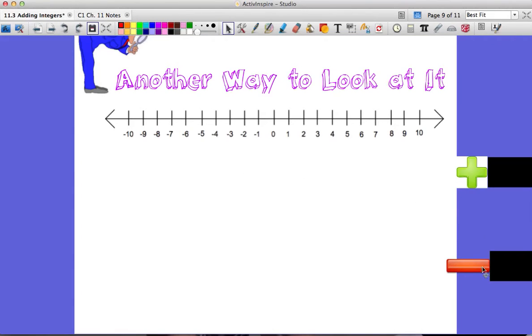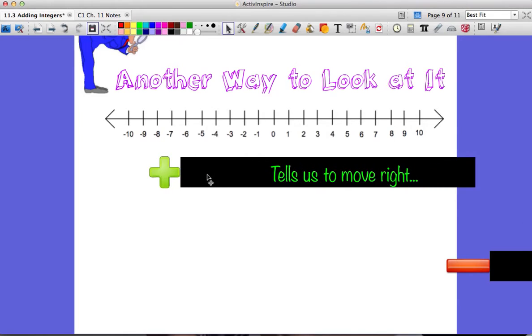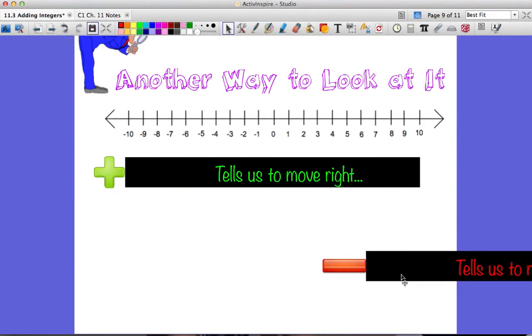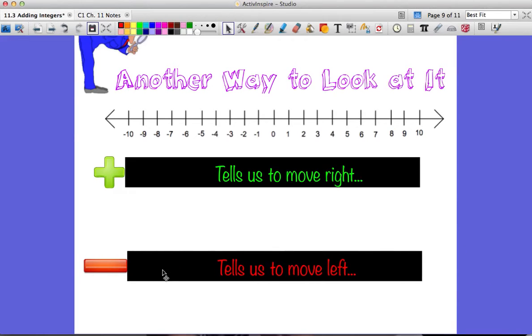The other way to look at this is to look at what our addition symbol and our subtraction symbol actually mean. The addition symbol always tells me that I need to move right on my number line. The subtraction or the negative symbol tells me I have to move left. So anytime I'm reading an addition problem, it tells me which way I need to move, and then if there's any negatives, which way I have to move.